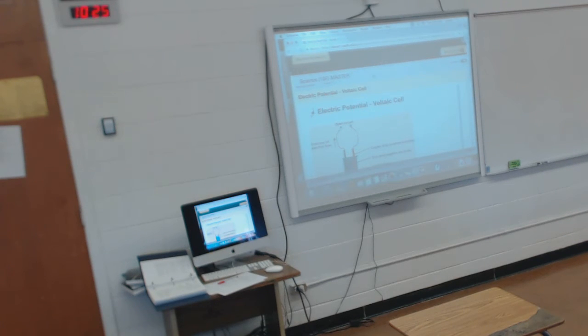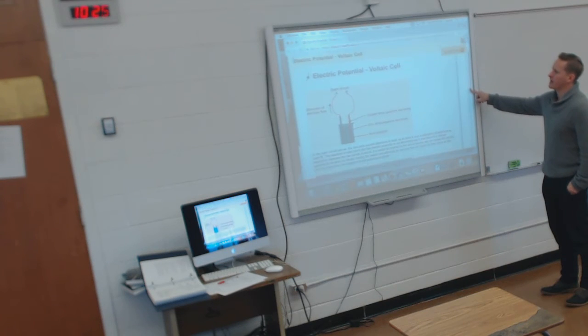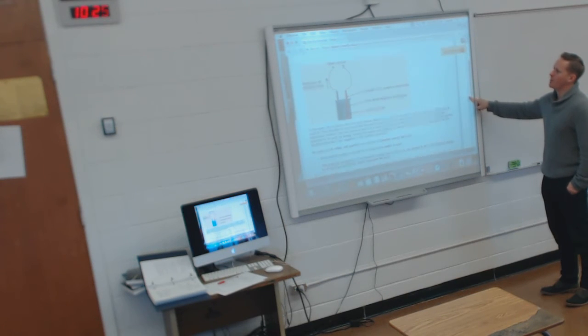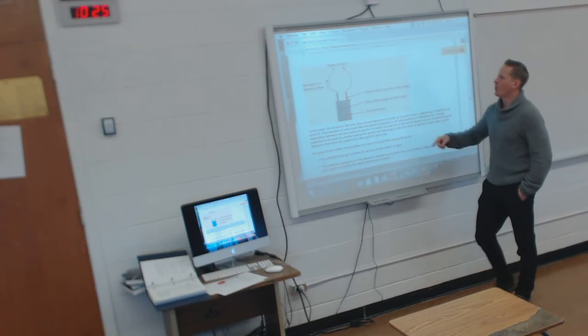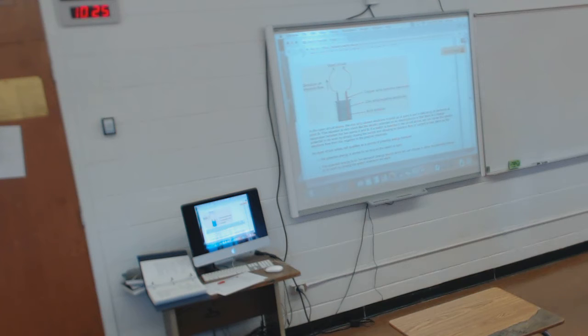Whether it's charge on the knob, whether it's the hair and the balloon, electrostatics has the potential to do the work. Okay? So here's our voltaic cell again. Now an open circuit. When it's an open circuit, do the electrons flow through it?